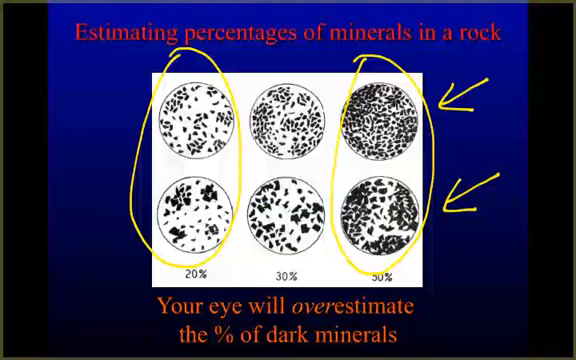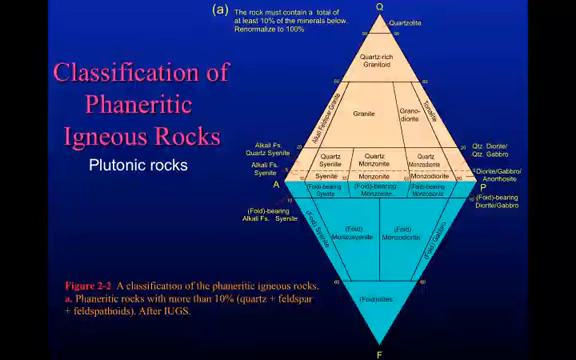And I just want you to have some kind of guide as you're looking at plutonic rocks to start: what 50% dark minerals looks like, what 20% looks like, what 10% or 1% looks like. And I want you to use that sheet to help you, because your eye definitely overestimates the percentage of dark minerals in rocks.